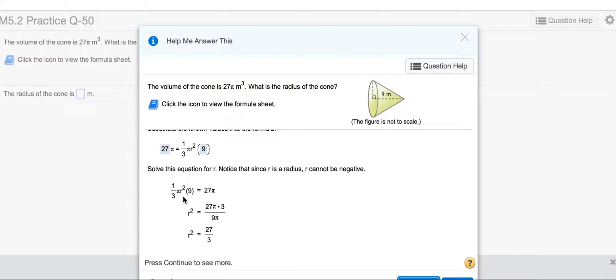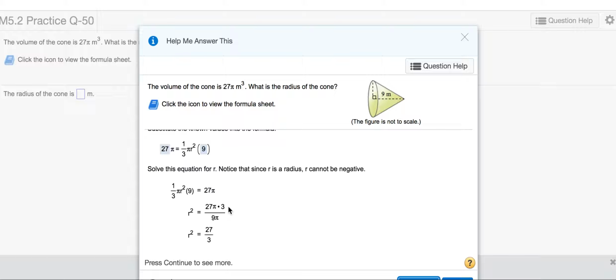Then we need to divide by 9 because 9 is multiplied over here. The opposite of multiplication is division. So divide by 9, and we need to divide by pi. Again, the opposite of multiplication is division. So basically what we're doing is we're moving this 1/3 to this side of the equal sign. We're moving pi to this side of the equal sign, and we're moving 9 to this side of the equal sign. We have to divide by 9 pi because it's the opposite of multiplication. We're going to multiply both of these times 3, which is why we have this over here.